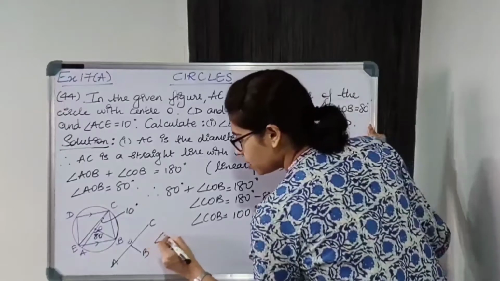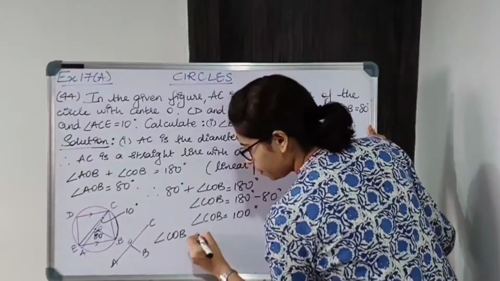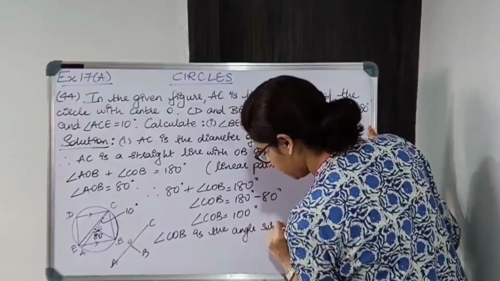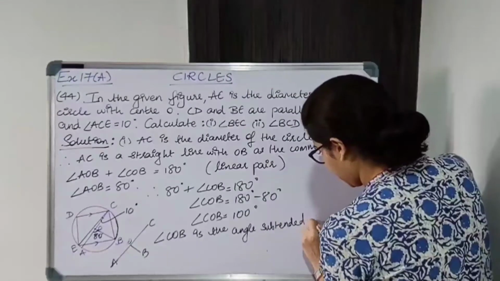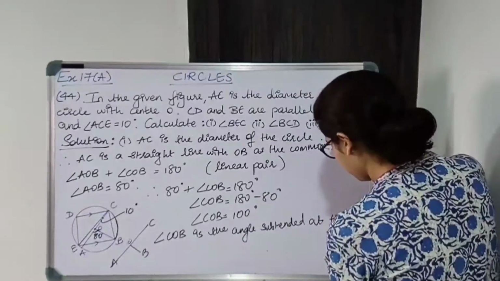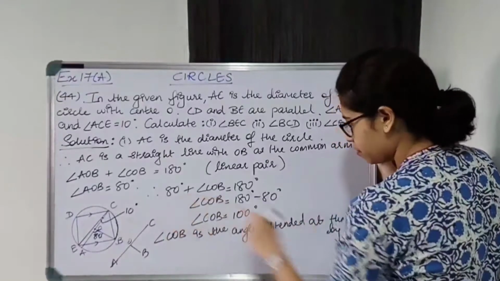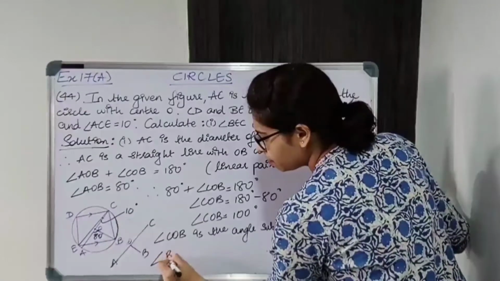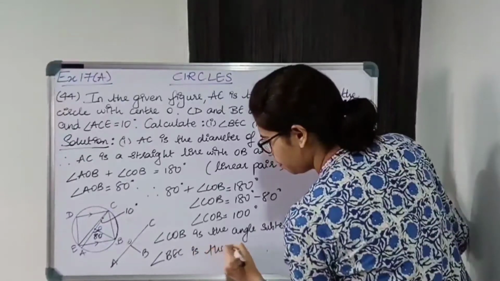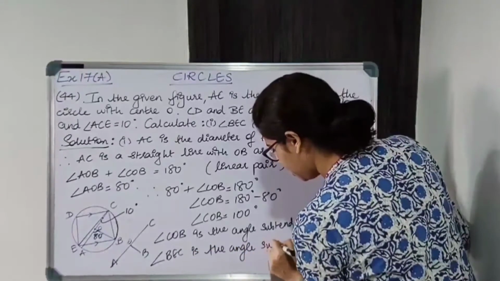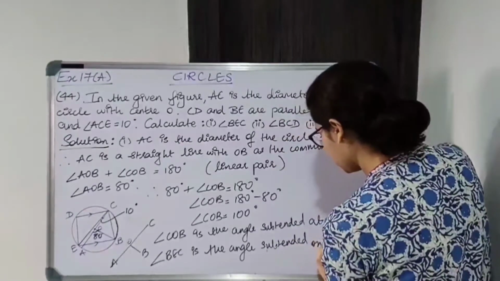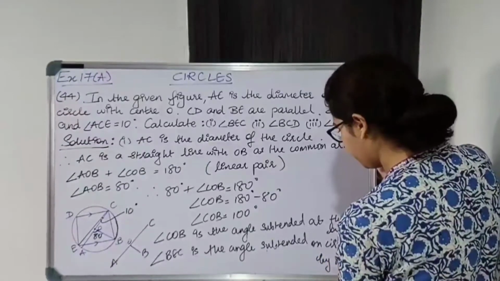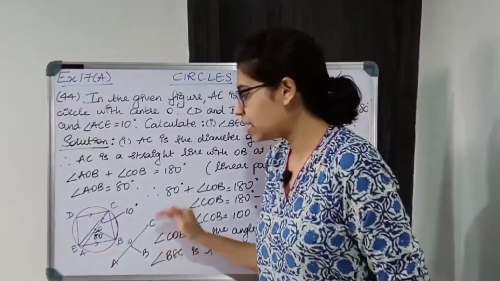So angle COB is the angle subtended at the center by arc BEC. You can also write down chord BC, and angle BEC is the angle subtended on the circumference by arc, same arc BC. Okay, so we can relate angle BEC and COB.